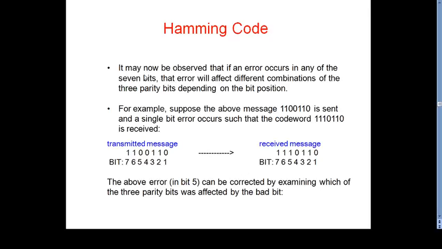Hamming code: now you observe if an error occurs in any of the 7 bits, that error will affect a different combination of the 3 parity bits depending upon the bit position. Suppose, for example, the above message is sent and a single bit error occurs, so the code word is received. The transmitted message and the received message differ at the 5th bit. If you observe, this is the transmitted bit and this is the received bit.